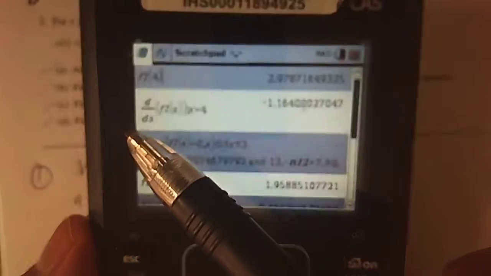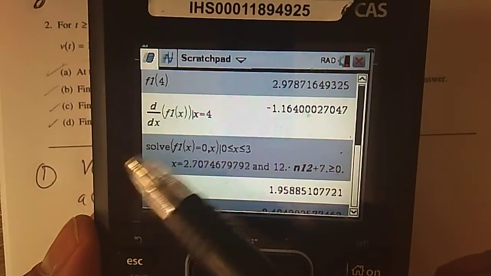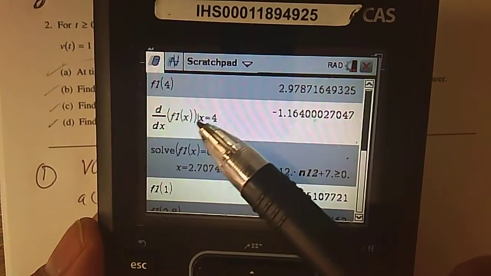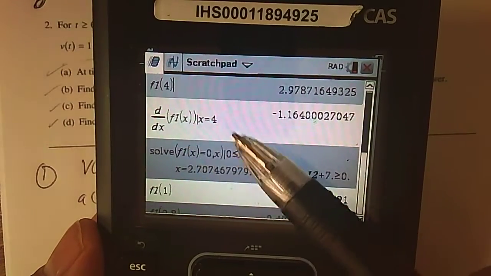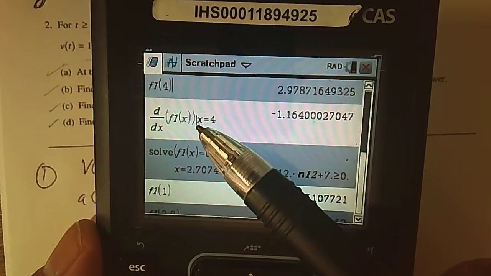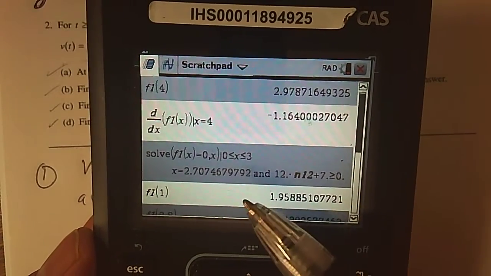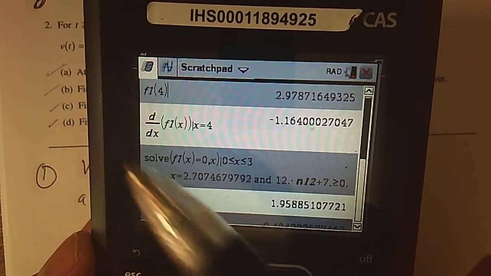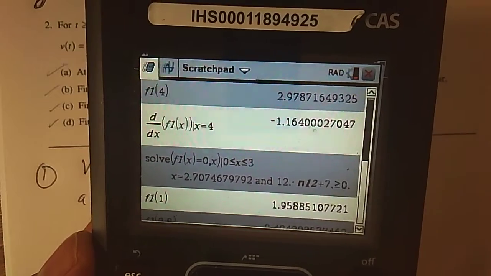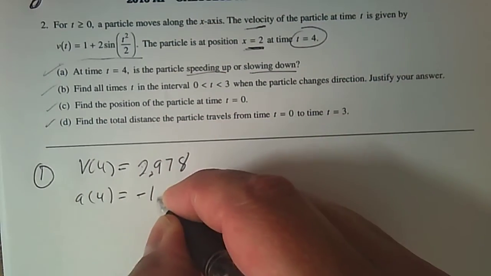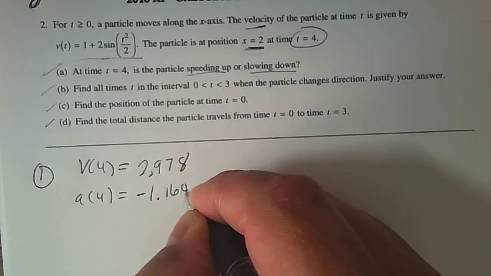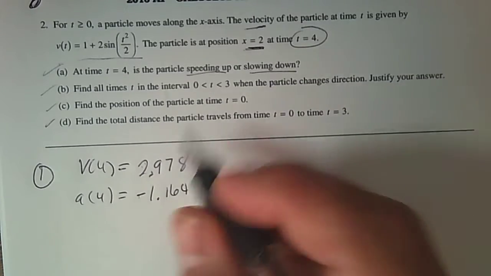Now for the acceleration, it's the derivative of the velocity. So I did the derivative of the velocity. Notice I didn't type it all in. I just used f1 of x. But then I need to know, now, do you remember how to get that vertical line? That's when you press Control and equals, and then type in x equals 4, and again, Control Enter. And notice the acceleration is negative. That's negative 1.164.